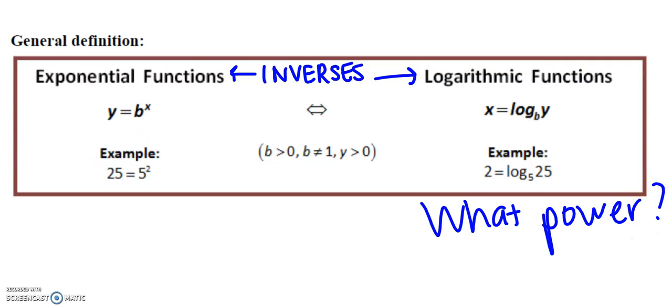So we looked at exponential functions, y equals b to the x, which means that its inverse function is that to solve for x, we're going to take a log, in this case a base b, of our y value. So if I know that 25 equals 5 squared, that means that 2, the exponent, the power, is equal to log base 5 of 25. Or I can ask myself the question, 5 raised to what power gives me 25?